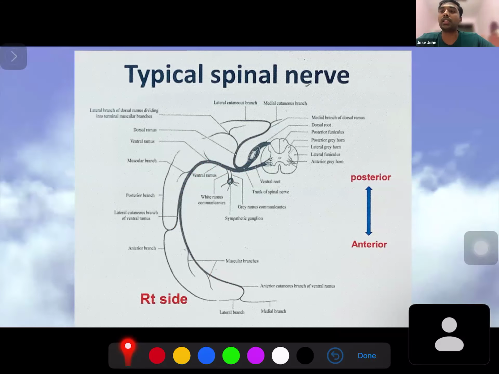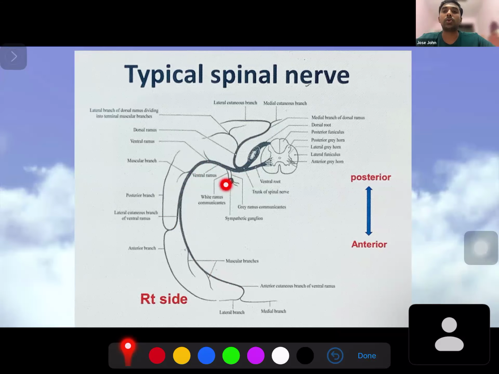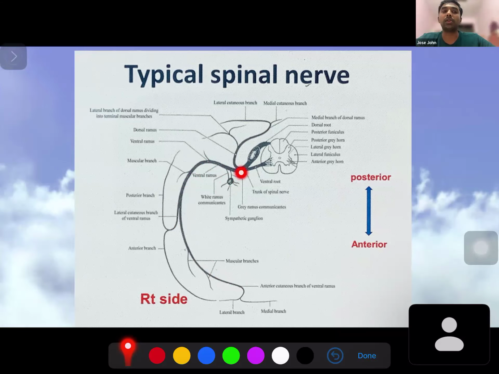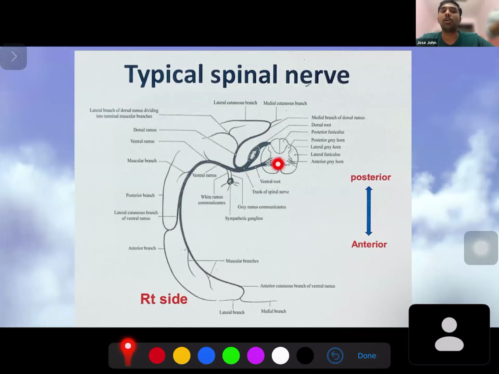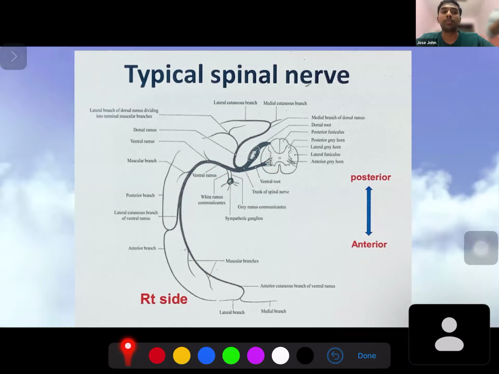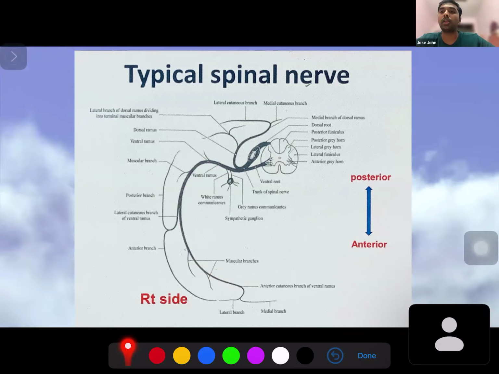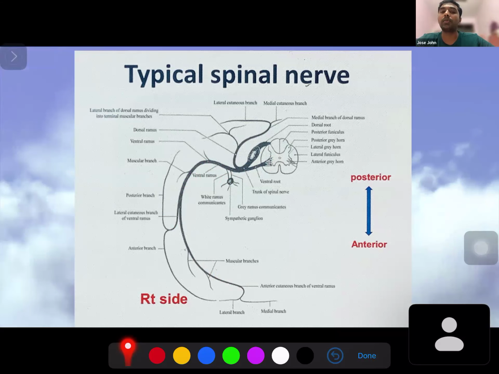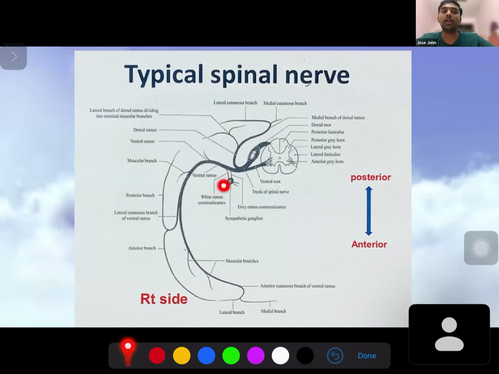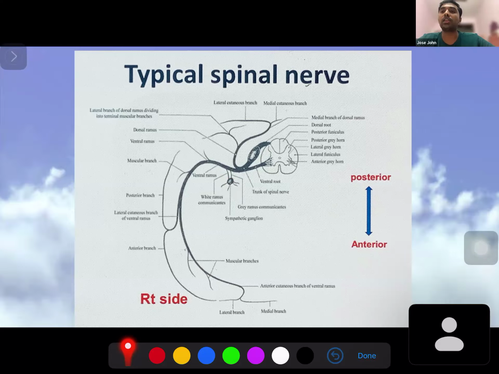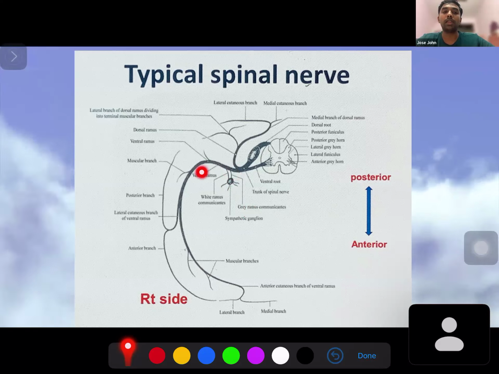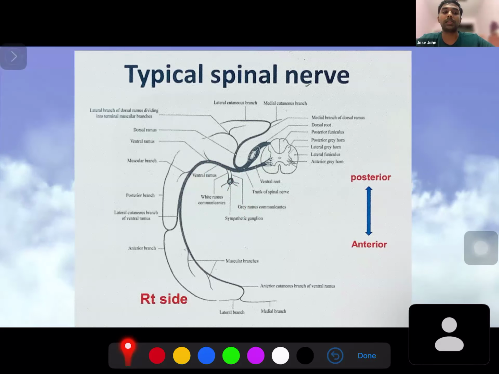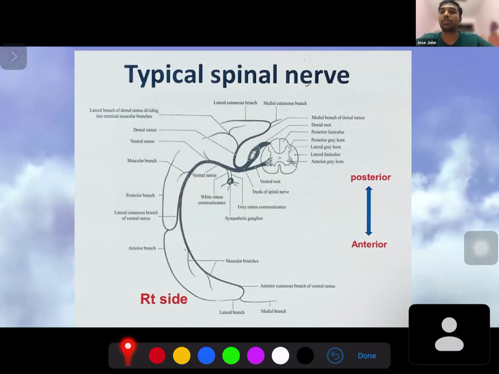Also there is a sympathetic ganglion very next to the ventral ramus. The preganglionic sympathetic fibers arise from the lateral horn of the spinal cord and travel through the ventral root and the white ramus communicans. Over here, the white ramus communicans will be present. From the sympathetic ganglia, the postganglionic sympathetic fibers go through the gray ramus communicans and join the spinal nerve to supply the sweat glands and the blood vessels in the skin. So this is about the sympathetic ganglia.